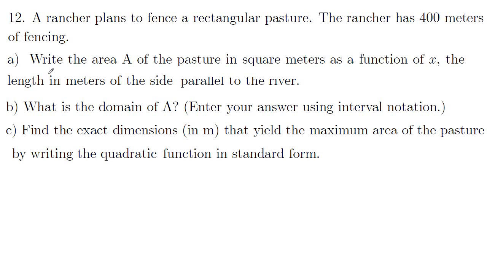In question 12, we are solving an applied problem using a quadratic function, or parabola. So we have a rancher who is going to fence in a rectangular pasture. They have 400 meters of fencing. And we're going to write the area A of the pasture in square meters as a function of x, which is the length of the side that's parallel to the river. And then what's the domain of A, and then find the exact dimensions that yield the maximum area. And maximum area, that's going to be at the vertex.